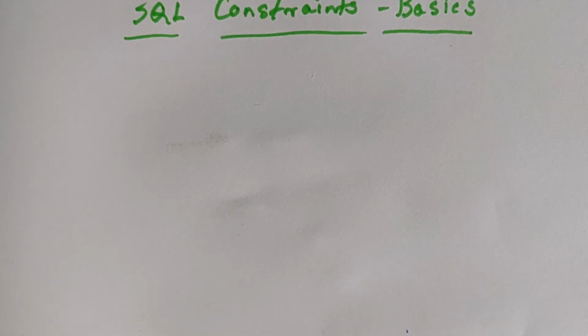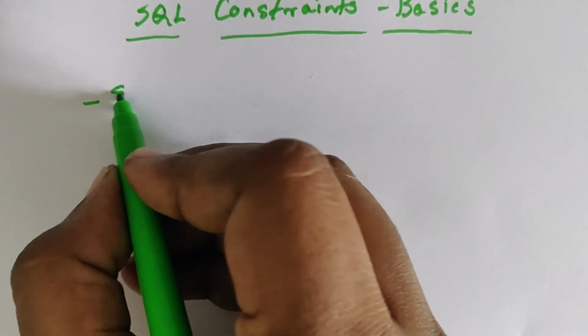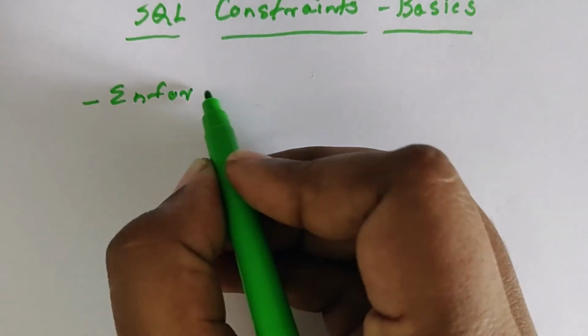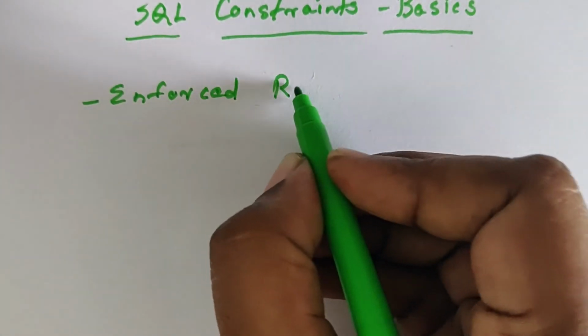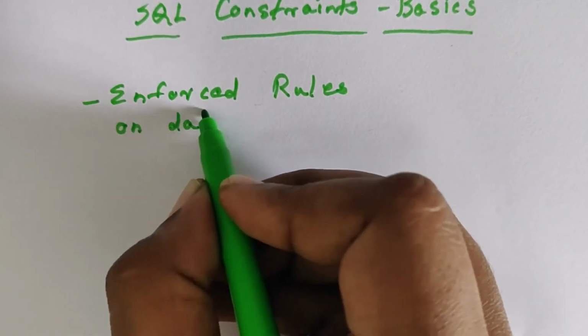Okay, so as the name suggests, constraints. Constraints are kind of rules or restrictions which we enforce on the data inside any table or more than one table. These are basically enforced rules on data in tables.